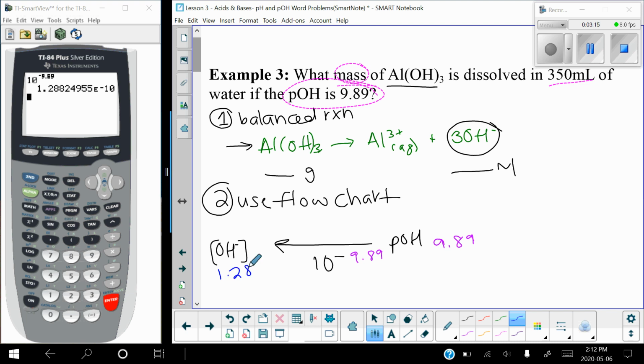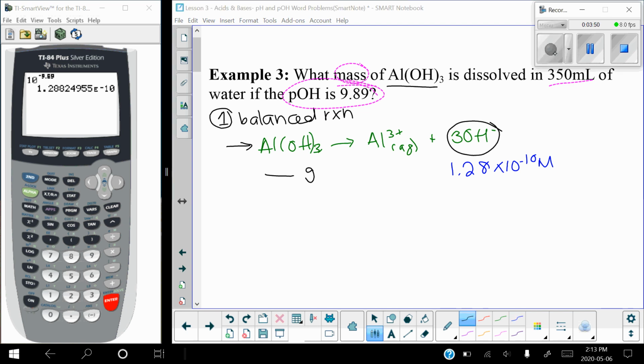1.28 times 10 to the negative 10 moles per liter. Hey, look, that's what we needed there. So I'm going to go ahead and now put this new information that we found under our reaction. 1.28 times 10 to the negative 10 moles per liter. So again, on paper, I am just writing a couple of significant digits there, but on my calculator, I have everything saved. All right, so now let's move into step 3.